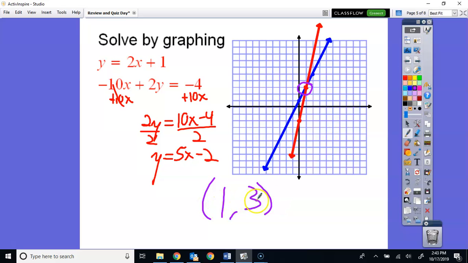1 and 3 would work for both equations. Remember, what we mean is that if we plug in 1 here and plug in 3 here, it'll give us negative 4. If we plug in 1 here and we plug in 3 here, it would be equal to 3 on both sides. So that point is the only point that is the solution for both equations. That one again would also be consistent and independent.